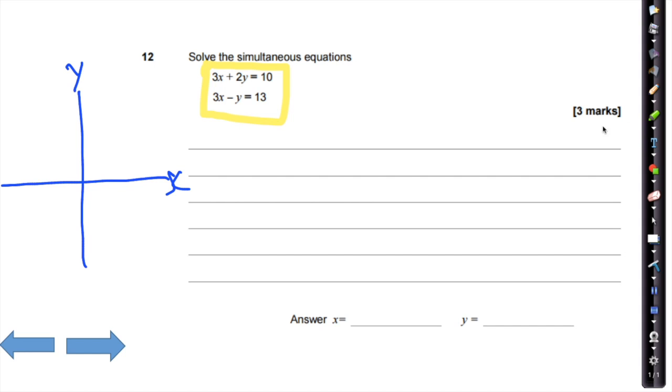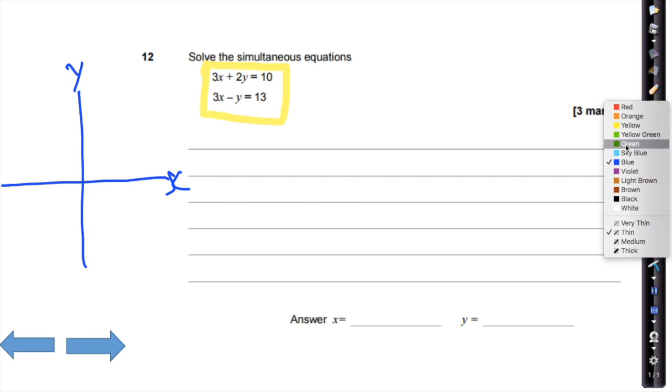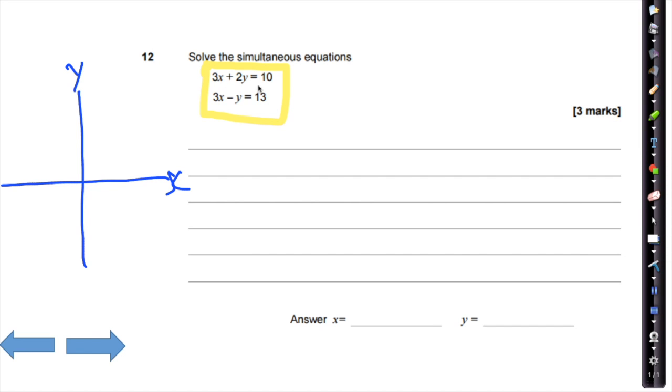So I've got my y-axis and my x-axis here, and I've got these two linear equations. We know they're linear because there are no squared terms anywhere, and we know they're not cubic because there are no cube terms anywhere.